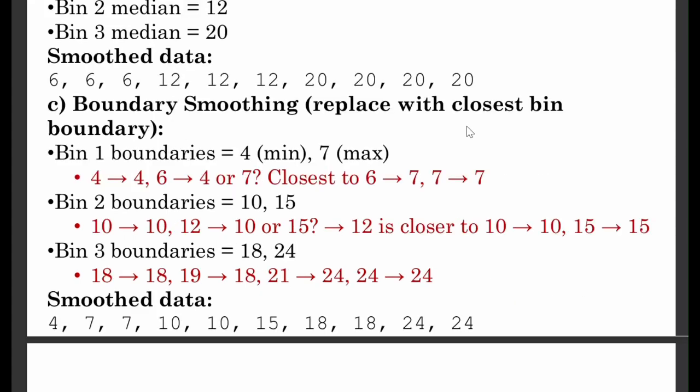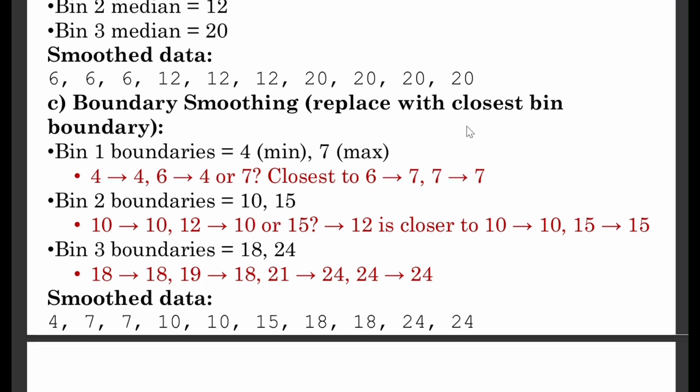And the other method is boundary smoothing. Replace with closest bin boundary. Each value is replaced by the nearest bin boundary, minimum or maximum value. Here in bin 1, 4 is the minimum value and 7 is the maximum value. So we will write the value which is closest to 6, that is 7.